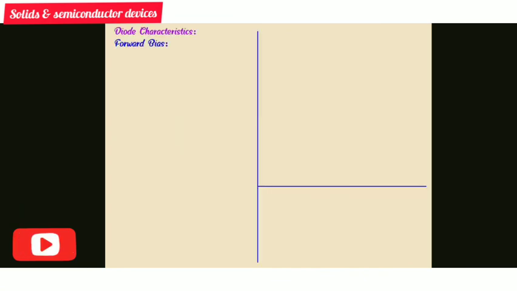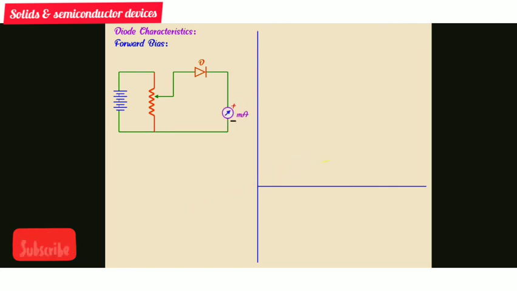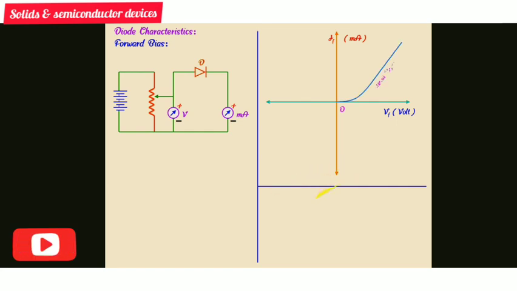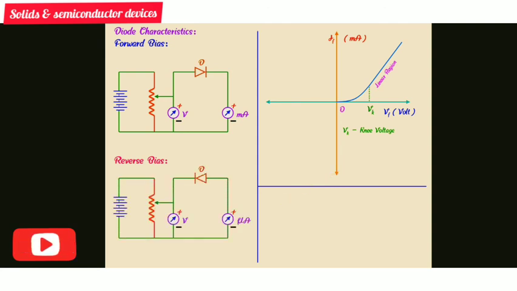Diode characteristics. Forward bias. We can draw a circuit of forward bias and the forward bias graph. VK is the knee voltage. Reverse bias.